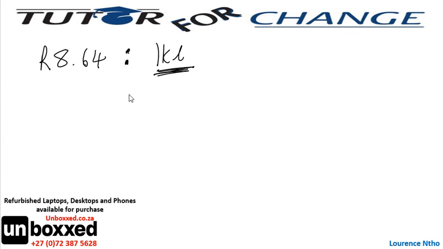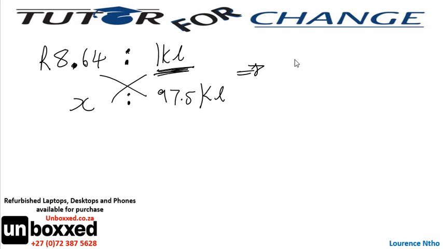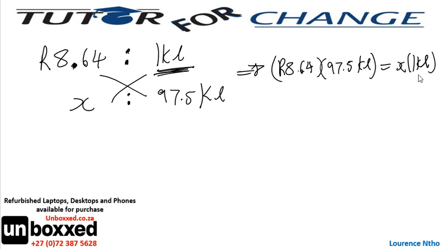Okay. So we are going to say we don't know how much that costs. On the left hand side, we've got money. So we just have to put X because we don't know how much yet. Then on this side, we have 97.5 kiloliters. Then we cost. Then what are we going to get? We've got 8 rand 64 cents. We are costing this with 97.5 KL. Then we've got X, then 1 KL.